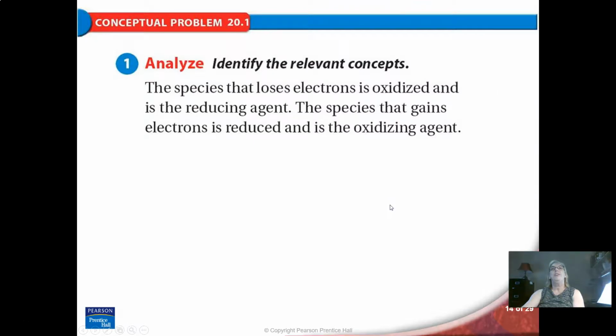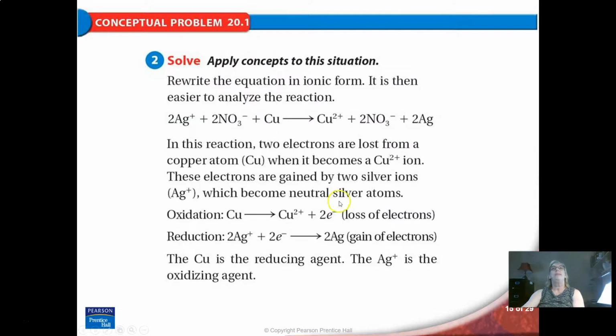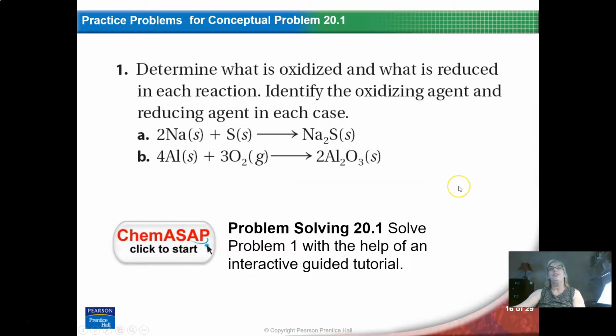Okay? So we have to figure out who's losing and who's gaining. Let's just look at the copper. It became a +2 when we were done. It lost electrons, so it's oxidized. Silver was a +1 at the beginning. It gained electrons, so it became reduced. I don't care so much if you know this part down here, but I need you to know this from there up. Try those ones yourself and see if you can figure out who's oxidized and who's reduced. I don't care if you know about the oxidizing agent and reducing agent. Just know who is oxidized and who's reduced.